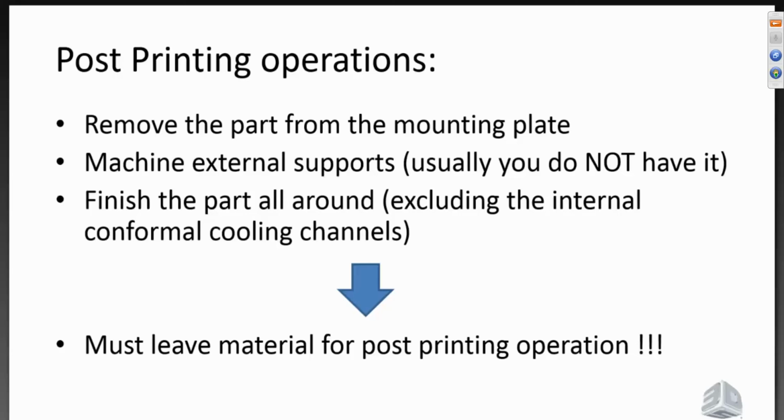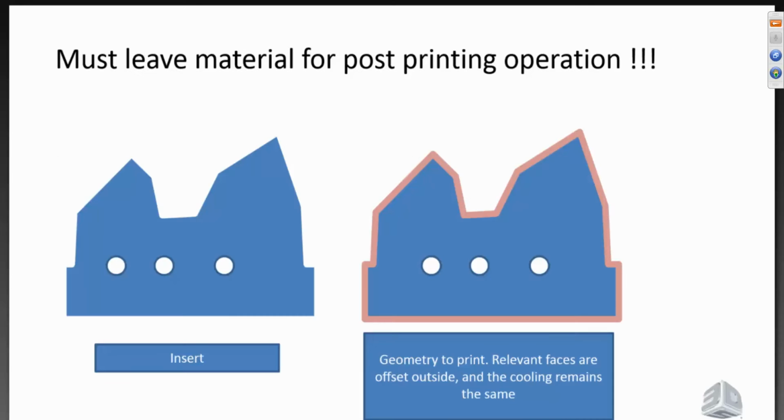But we are going to have to finish the part all the way around with a finish milling operation. Of course, not worrying about the cooling lines; those are pretty much done. But the outside surfaces of that core, we're going to have to finish mill like we would something that had been pre-roughed. That means you're going to have to leave material on the outside of your core in order to have it there for the post-printing operations. Kind of like what this diagram is trying to show you.